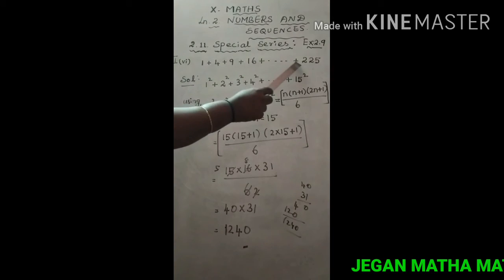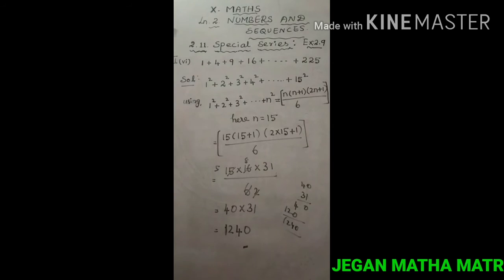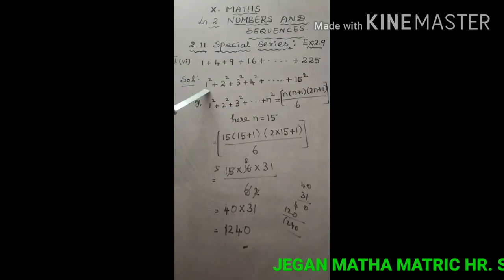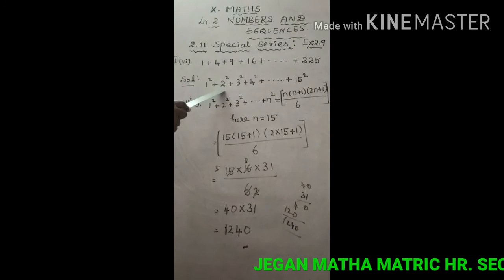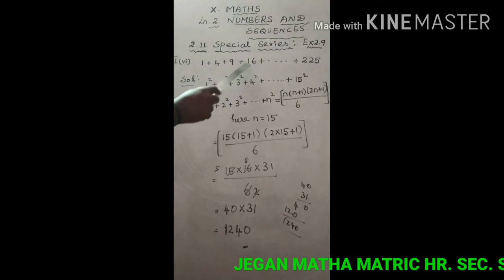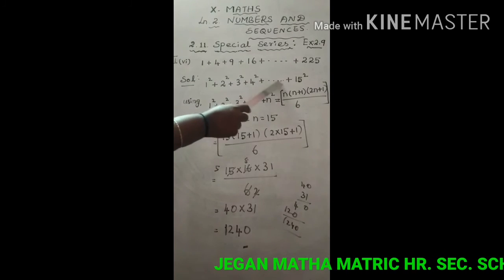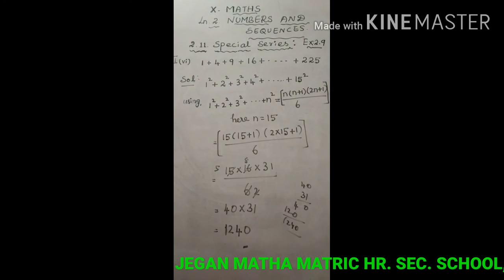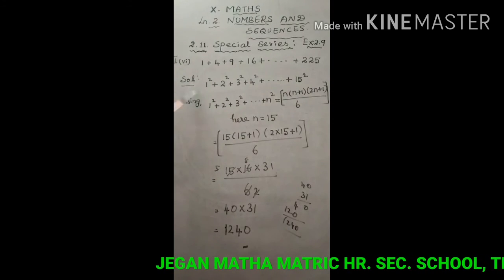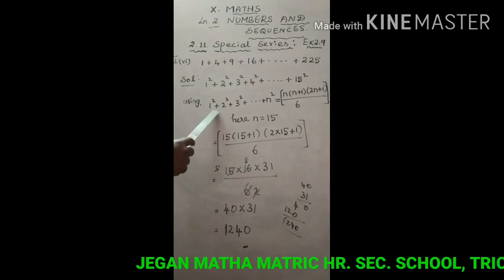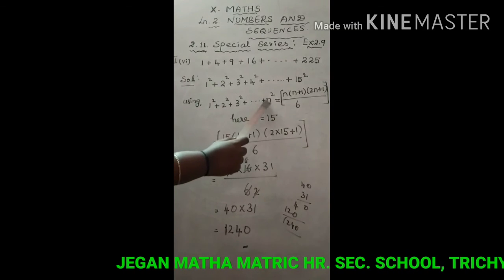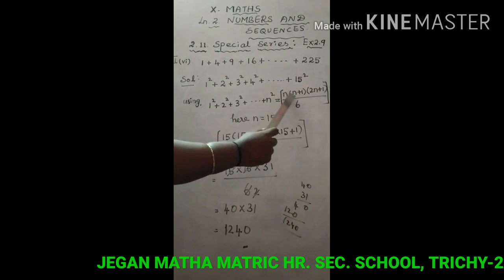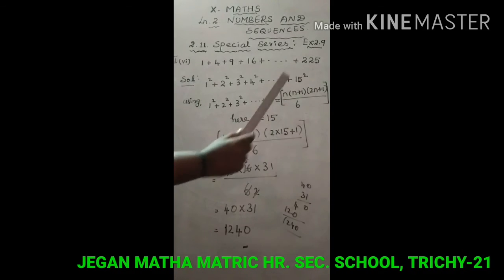The Roman first one, sixth sum: find the sum of the given series 1 plus 4 plus 9 plus 16 up to 225. See the series, here all the numbers are square numbers. So we change the given series: 1 is 1 square, we consider 4 is 2 square, 9 is 3 square, 16 is 4 square, up to 225 is 15 square. So the sum of the squares of the first n natural numbers, using this formula: 1 square plus 2 square plus 3 square plus up to n square is equal to n into n plus 1, 2n plus 1, divided by 6.